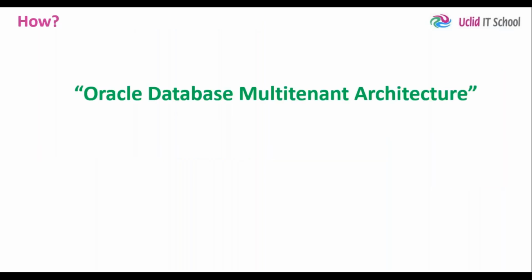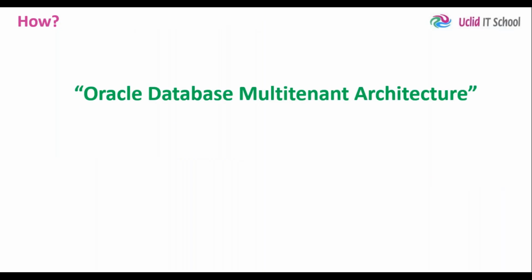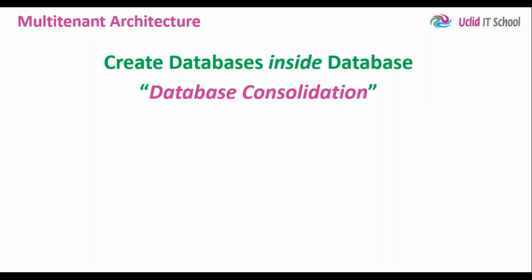So how is this possible? How do you consolidate? By now you understood. This consolidation is possible using Oracle Database multi-tenant architecture. With multi-tenant architecture, you can consolidate and manage it together. You create container databases, you create pluggable databases, and you manage all these things together. So let us see the architecture of the multi-tenant option.